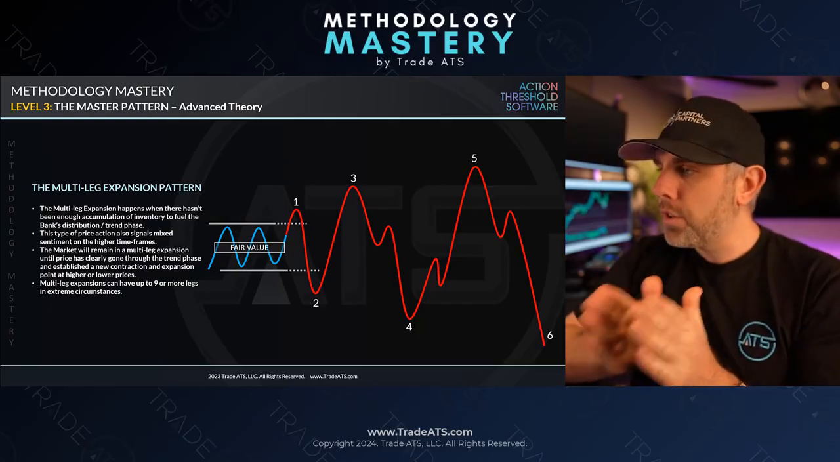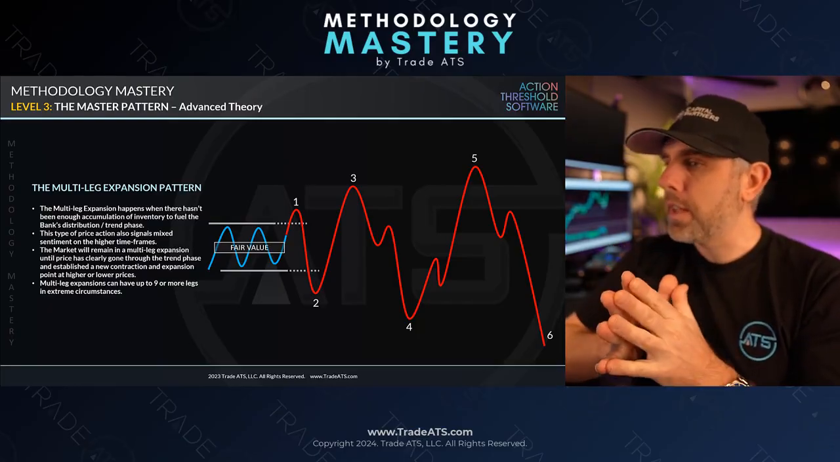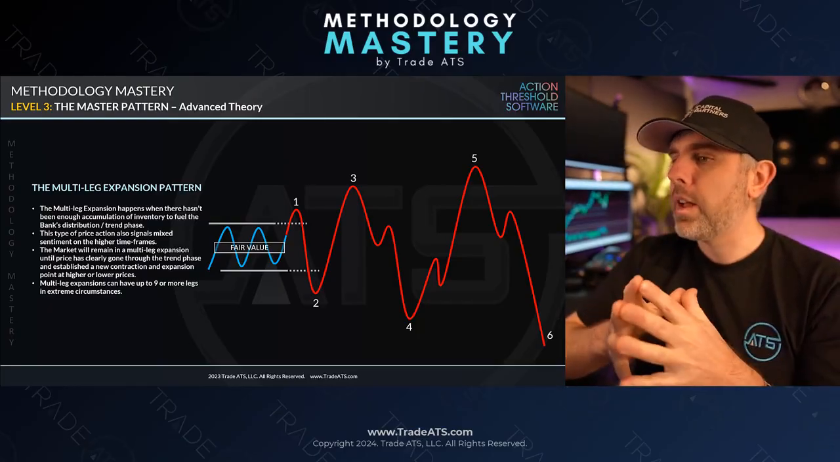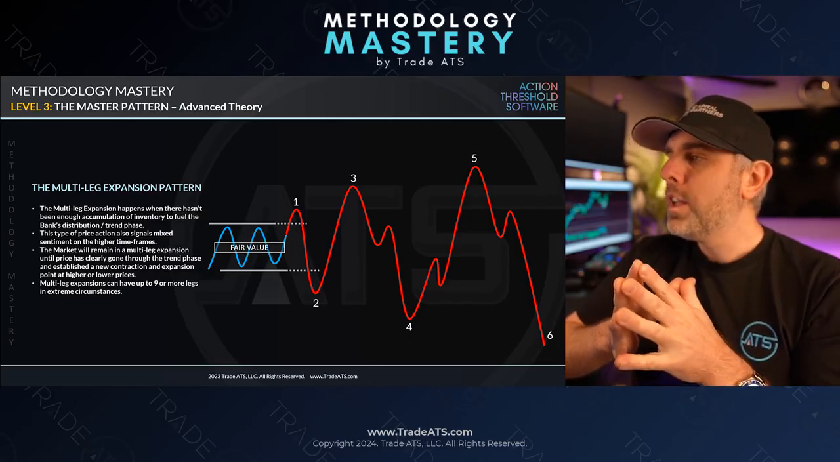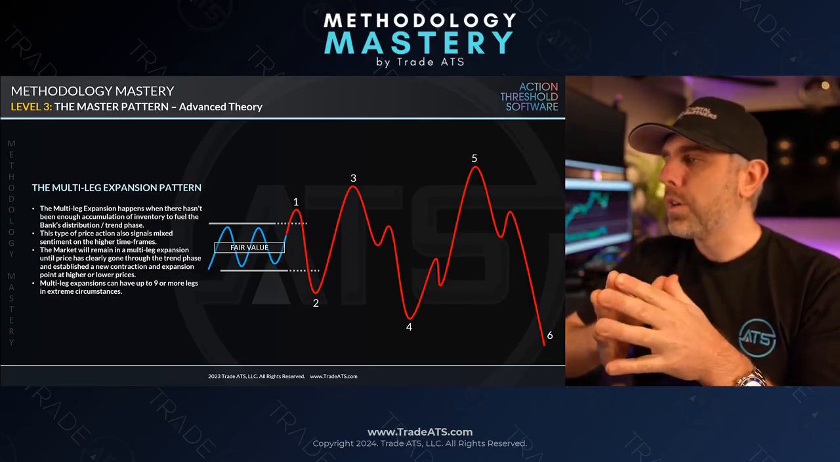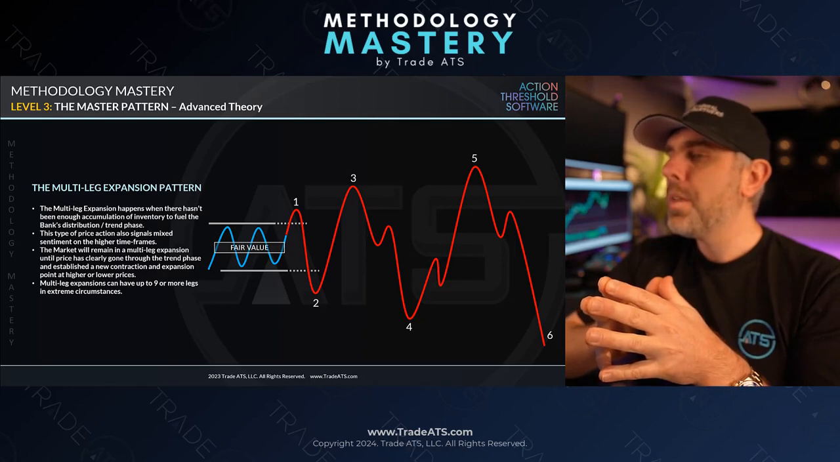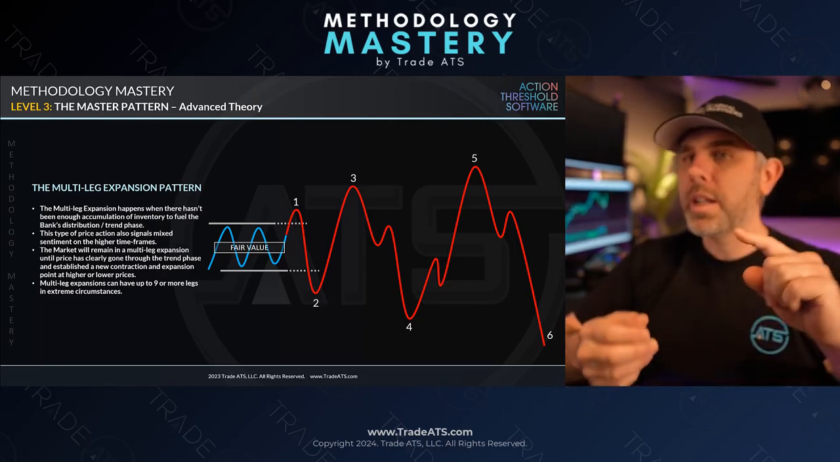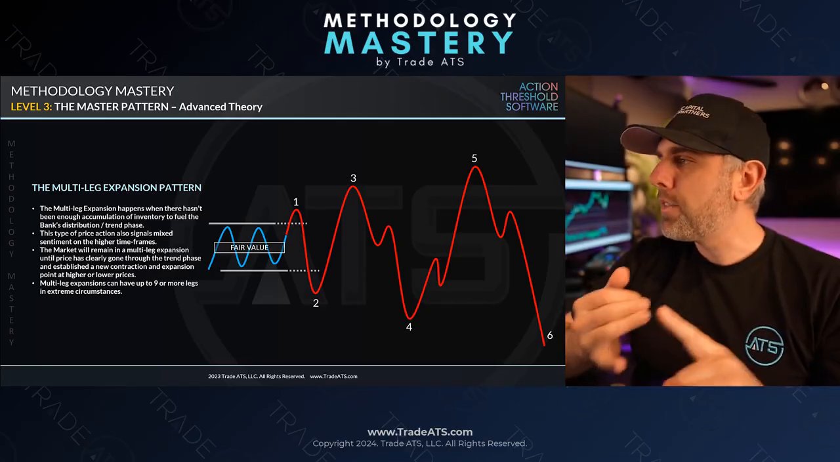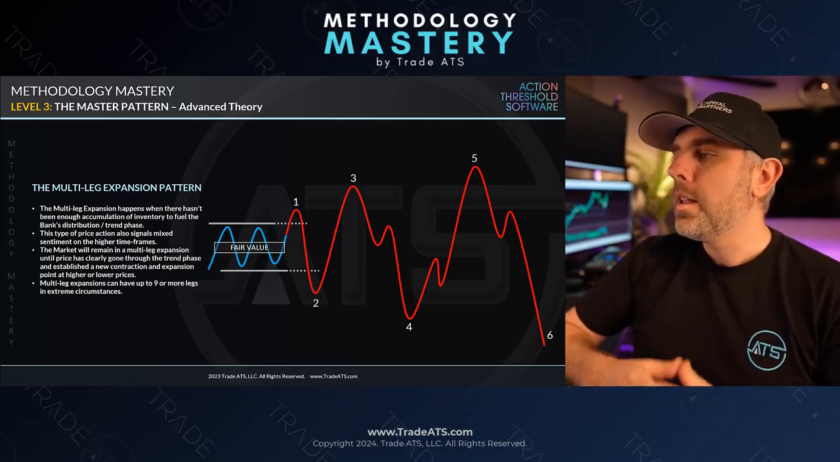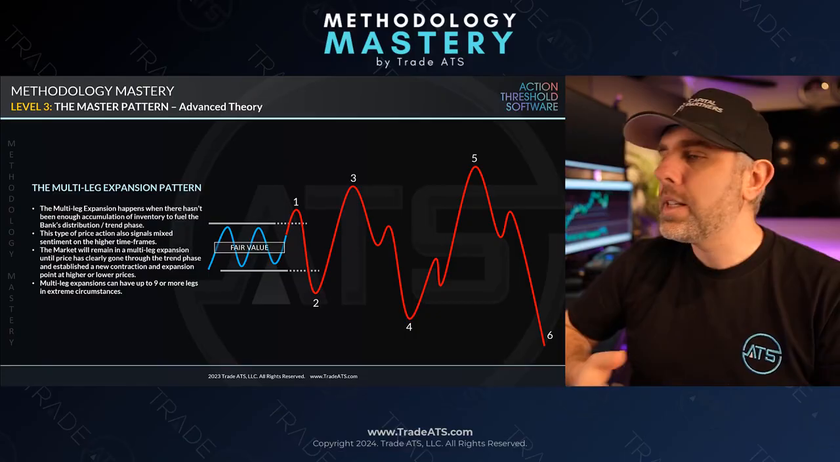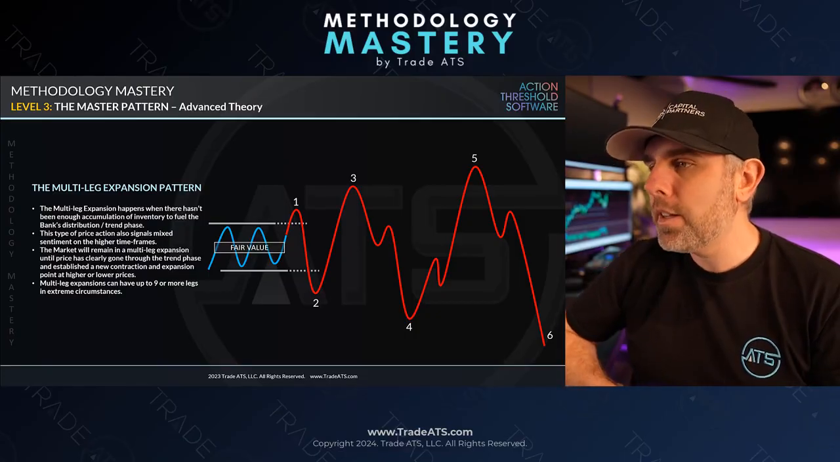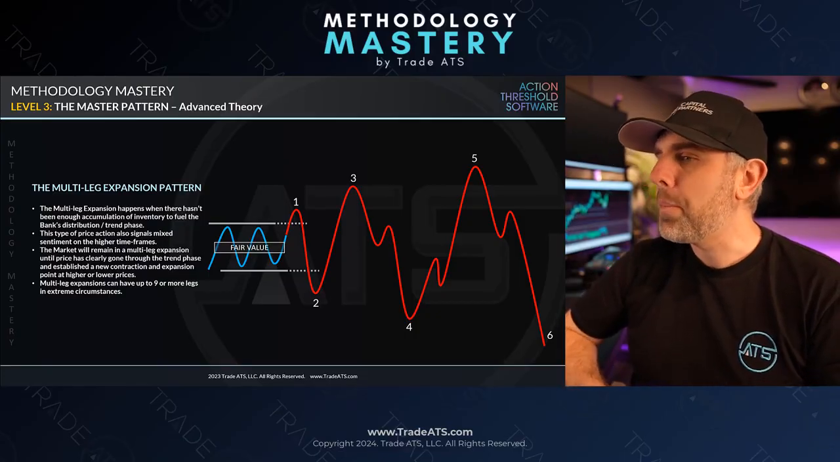When you have those first 2 expansion legs that happen after that fair value area, you now know that you're in a confirmed multi-leg expansion, and you could then expect: am I going to get 3? Am I going to get 4? Am I going to get 5? Am I going to get 6? And so on. I've seen these have 8, 9, 10 expansion legs. Typically, it's going to be rare that you're going to get that many.